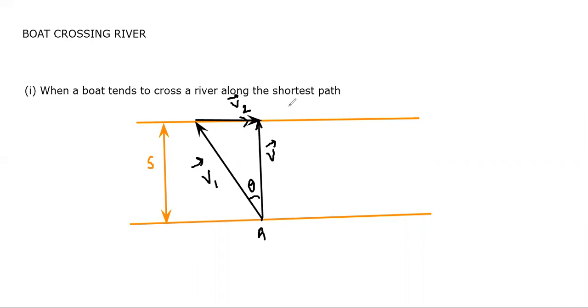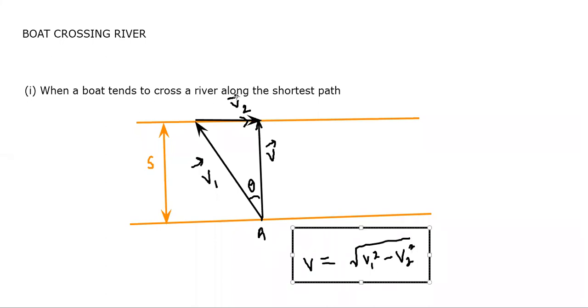Right now, you have to find the value of v here. Okay, you can find the value of v by Pythagoras theorem. This is perpendicular, so it would be the square root of hypotenuse square minus base square, that is, v1 square minus v2 square. So this would be your formula of resultant velocity when the boat wants to cross a river along the shortest path.